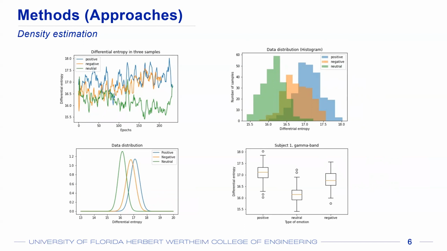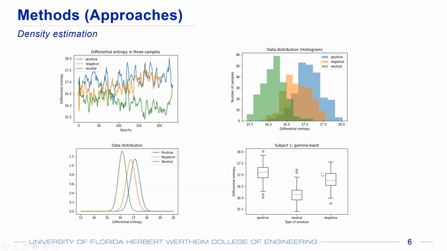The first figure indicates the original differential entropy feature in three types of movie clips. In the beginning, the three samples stay at the same level, and then the negative and positive samples increase. From it, we cannot find anything directly, so we need to transform it into a distribution form. We use differential entropy in each epoch to generate a histogram of the data distribution, then fit a Gaussian distribution to it.